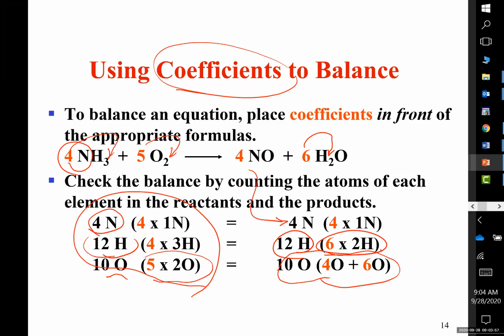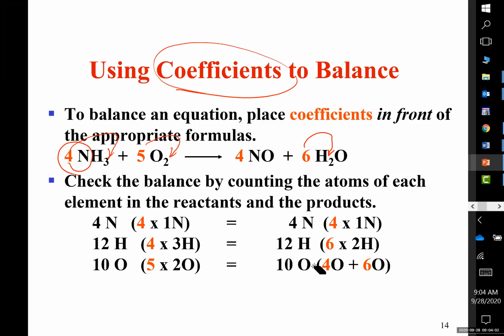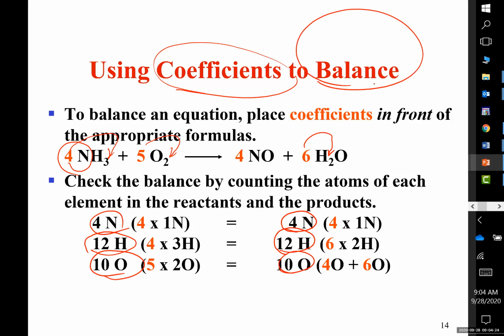Is this equation balanced or not? Let's check. We started with 4 atoms of nitrogen. We ended up with 4 atoms of nitrogen. 12 atoms of hydrogen. We ended up with 12 atoms of hydrogen. 10 oxygens. 10 oxygens. Yes, number of atoms are not changed in this chemical reaction. So atoms are not created or destroyed. So this is a balanced chemical equation. Number of atoms on both sides of a chemical equation must be the same.